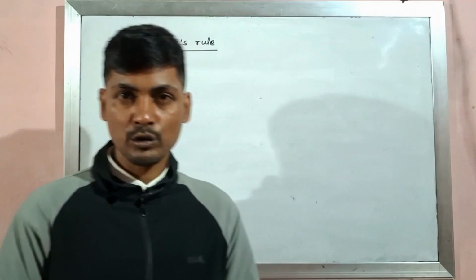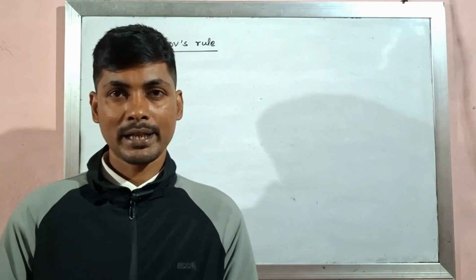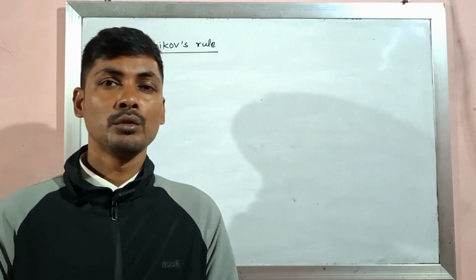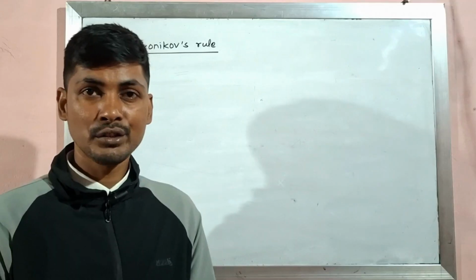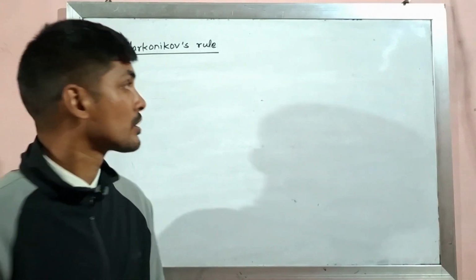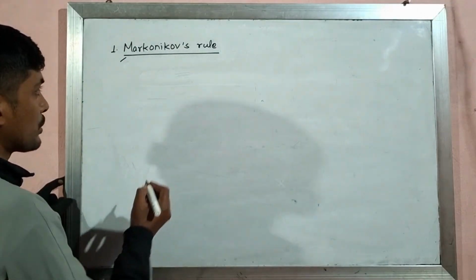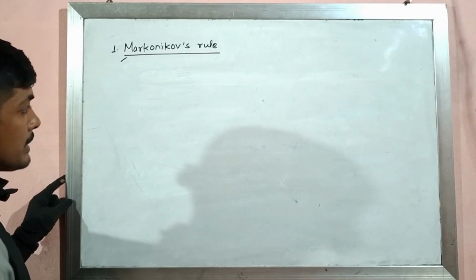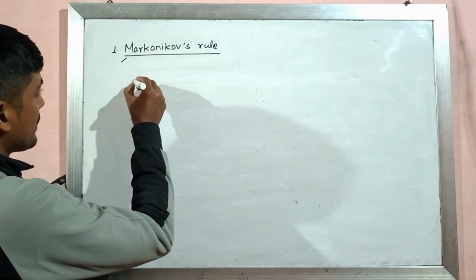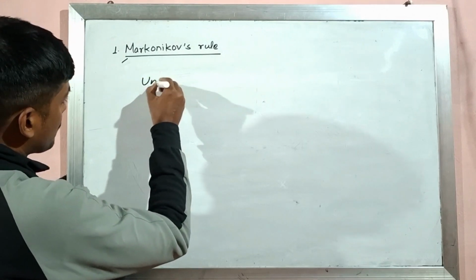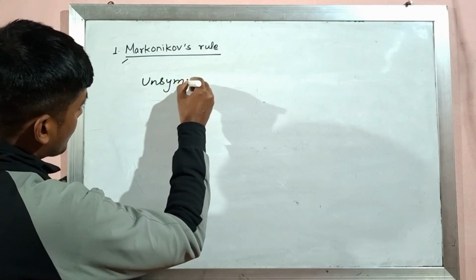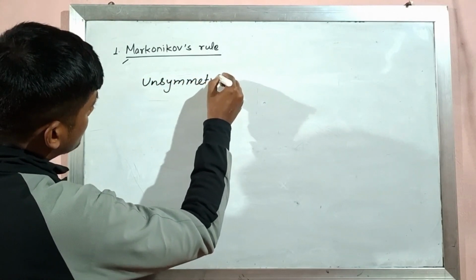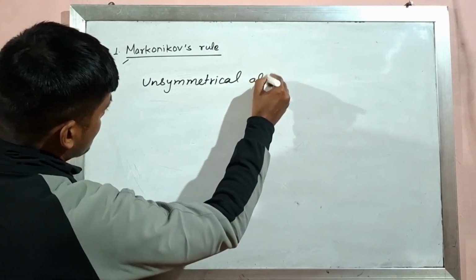Today we are going to discuss a very important rule and reaction of chemistry, that is Markovnikov's rule. So what is this Markovnikov's rule? Where can we apply it? We will discuss today in this video with examples. This Markovnikov's rule is basically applied in the case of unsymmetrical alkenes.